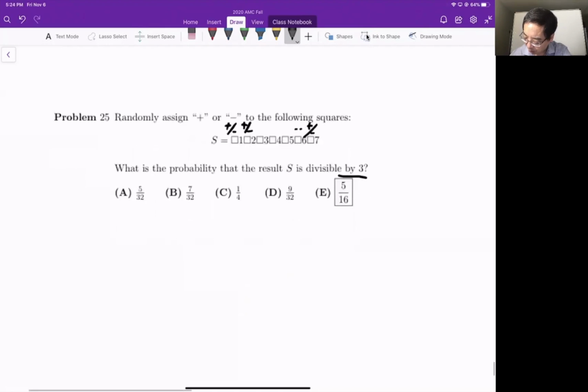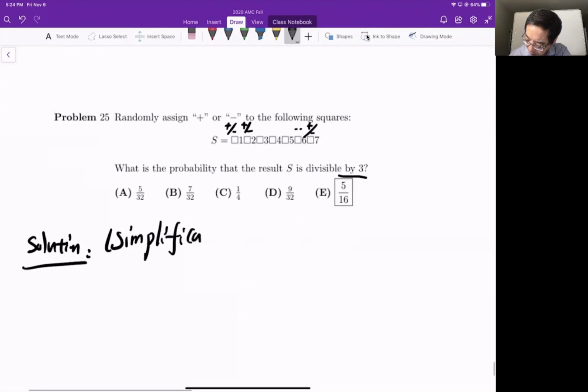Let's simplify the problem. Here, notice 3 and 6 are divisible by 3. That means regardless of whether you put a plus or minus, it's not going to change whether the final result is divisible by 3 or not. Therefore, as a first step of simplification, we can just forget about 3 and 6. We only need to focus on the remaining 5 numbers.